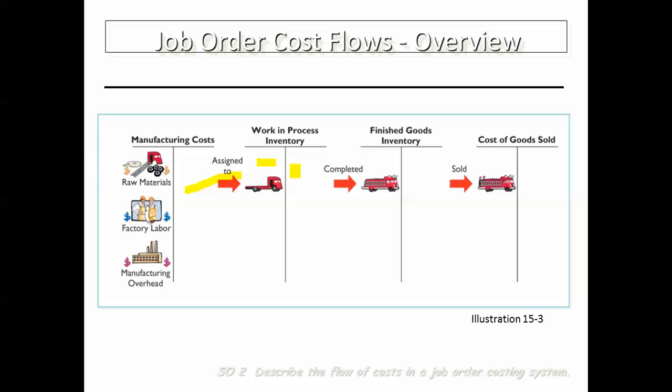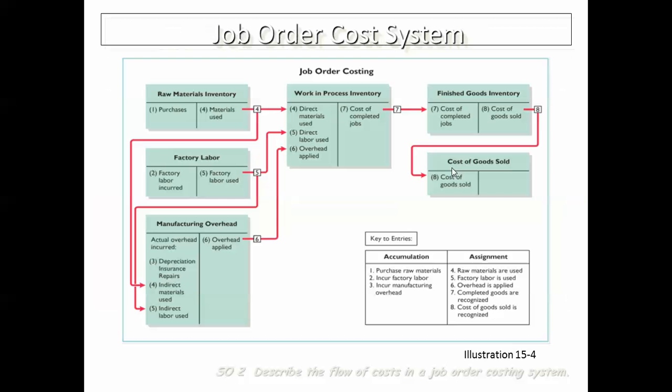Then, when we complete it, we credit work in process and debit finished goods. And then, when we sell it, we credit finished goods here, and we debit the cost of goods sold. This is how it looks in the accounting records.